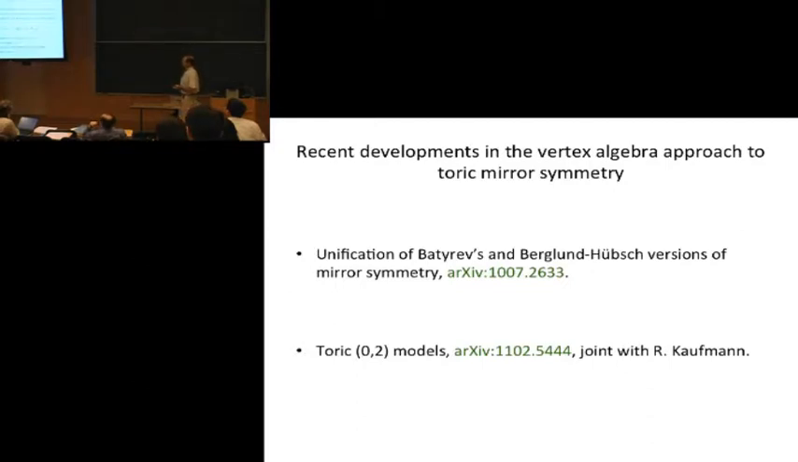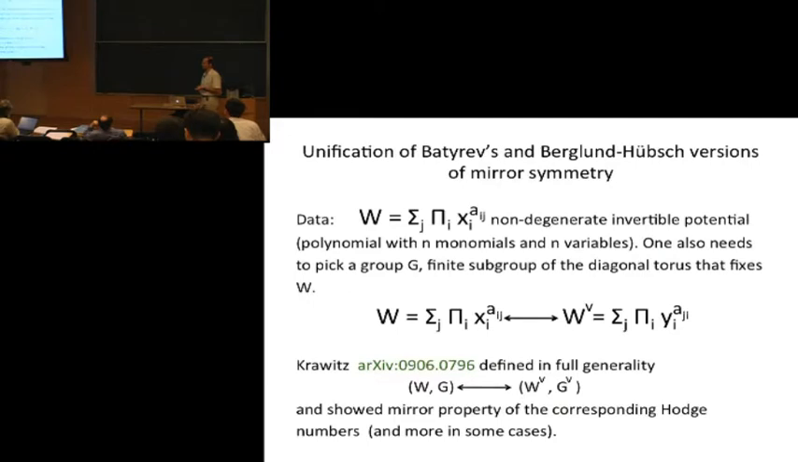Berglund-Hübsch's version of mirror symmetry was proposed about the same time as Batyrev's. And for about 15 years afterwards, I was under the assumption that Batyrev's symmetry just completely covers Berglund-Hübsch's, which was not the case. This was explained to me by Krawitz about three years ago here at a Stringy conference. They actually are different. And then about two years ago, Mark Krawitz developed a combinatorially complete picture.